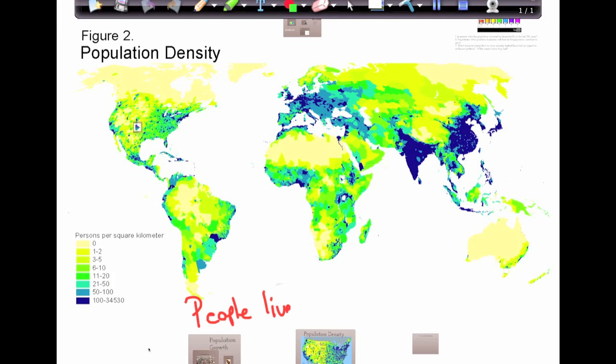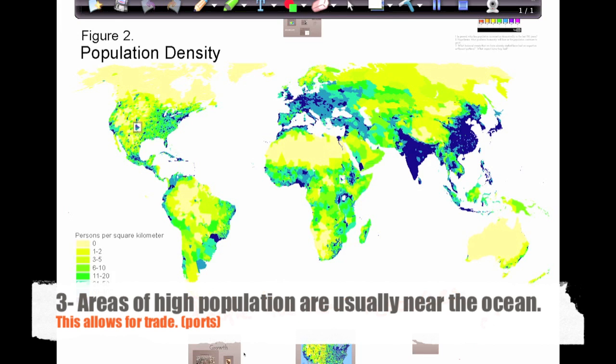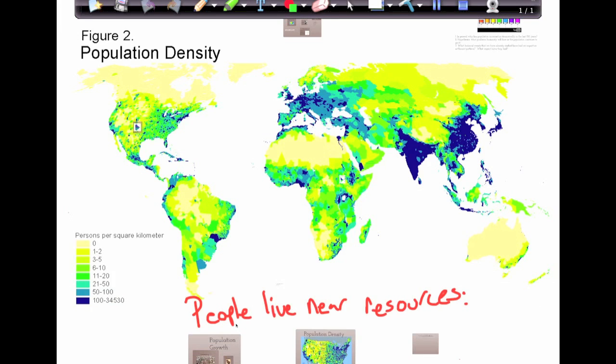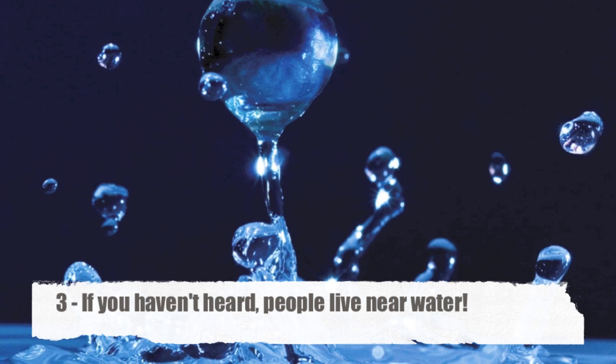Alright, in general, where do people live? People live near resources. Okay, and those resources might be water or oil. Saying people live near resources is a very general thing to say. But in general, people are going to live near water. So if you have a test question that's asking you, where do people live? It's always going to be near water. Either fresh water for agriculture or for transportation and trade. But generally, people live near water.